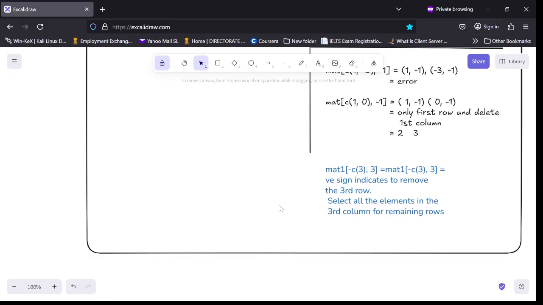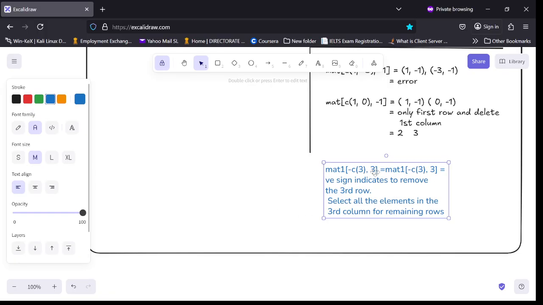That's right. So what is equal? This is minus. If I place the minus here, and if I place the minus before this, this is the same output we will get. The negative sign indicates to remove the third row. Yes, select all the elements in the third column for the remaining rows. So we have to remove the third row and select all the remaining rows.